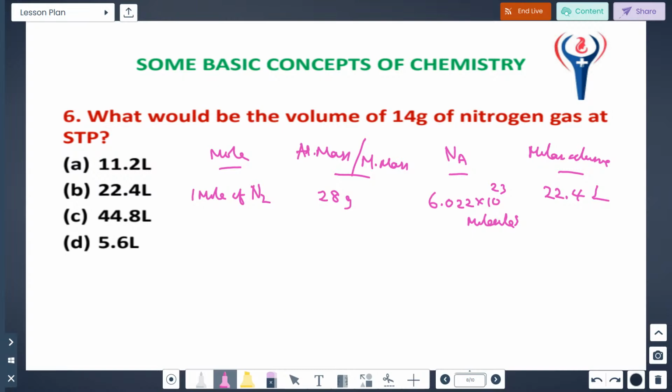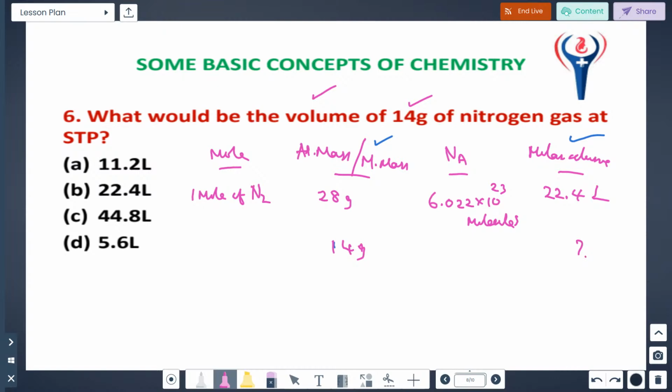They are comparing volume and gram. They are comparing these two only: molar volume and gram. How many gram is given? 14 gram. What would be the volume? This is a question mark. It's just simple.